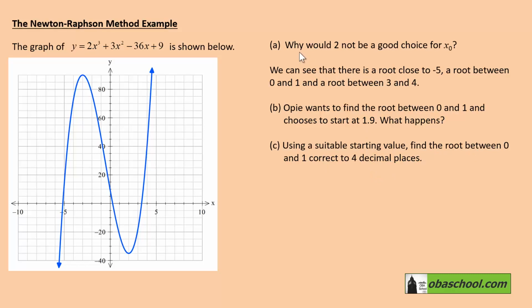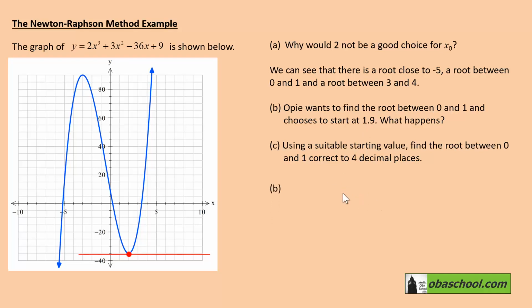So let's go back to part A. Why would 2 not be a good choice for x0? Well, 2 is at this turning point. So we'd end up with a horizontal tangent and we'll never find a root. So now what happens when we start at 1.9?